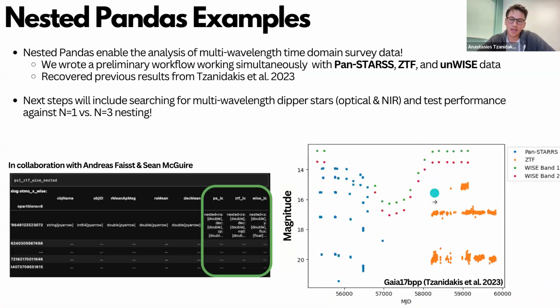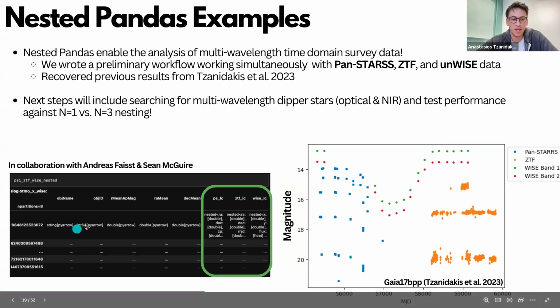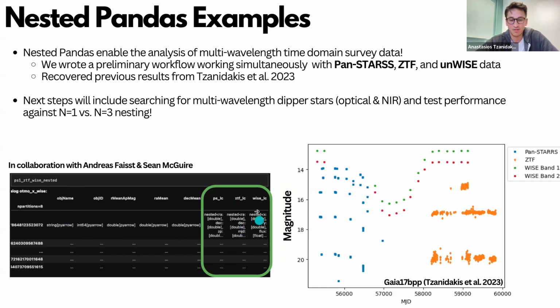So the nested pandas I think is really promising, and here I'm just showing a quick demo where in reality you could do n numbers of layers of nested pandas data frames within your master data frame, where you've collected information both on the object level catalog, but also you can feed in different time series information. So here we showed that you could do this, for example, and here we did it for 3 different surveys. So this was with Pan-STARRS, ZTF, and the unWISE data.